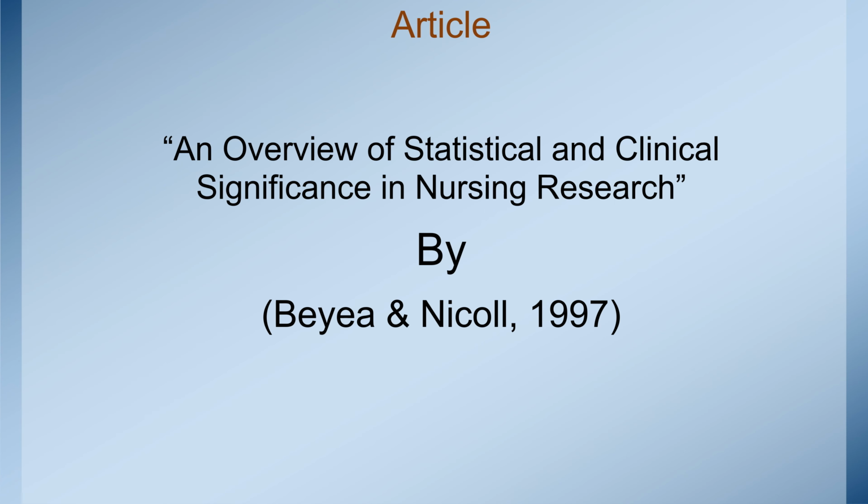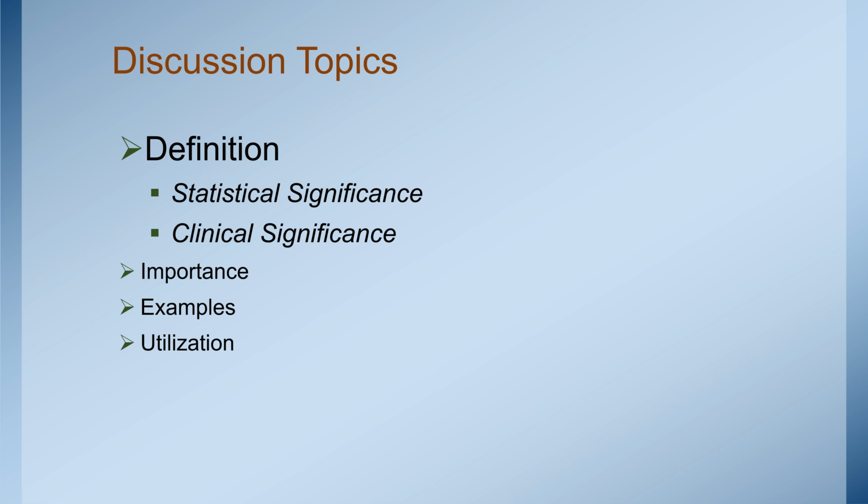The main article used in this presentation is an overview of statistical and clinical significance in nursing research by Bayer and Nicole, 1997. The topics for discussion in the presentation are the definition of statistical and clinical significance, the importance of these two concepts in nursing research, an example, that is, application of both concepts in a research study, and utilization, that is, how a practitioner will utilize this difference in a literature review.